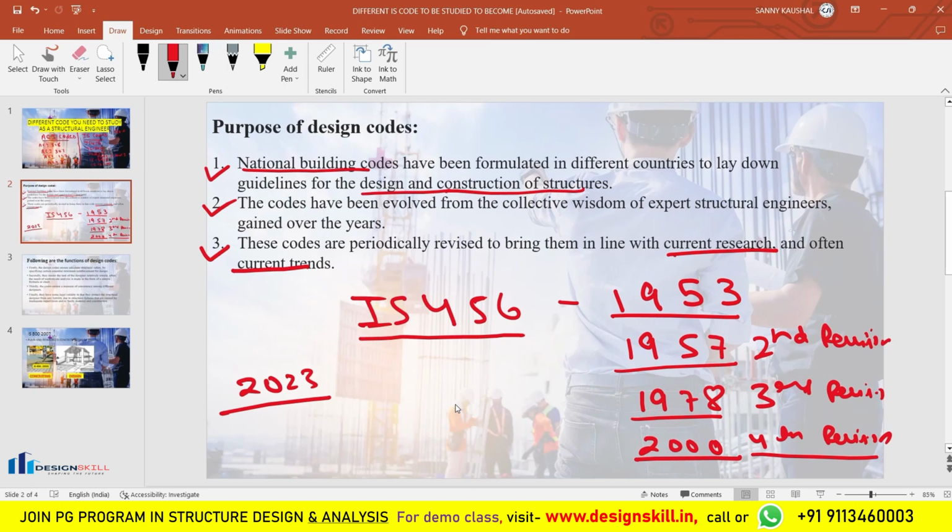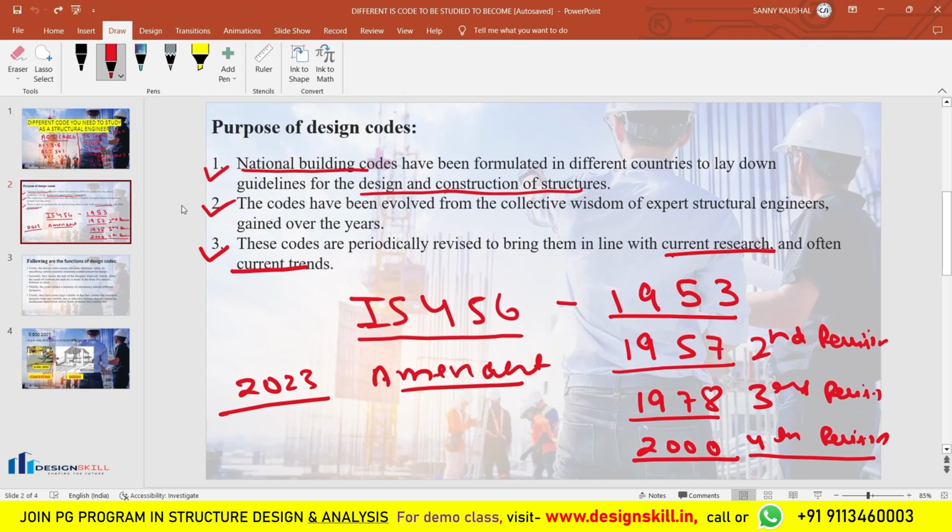See, amendments are coming year after year. In 2021 also you will find that an amendment came. An amendment is a different thing. In an amendment you will find little changes in the codes, but in a revision you will find major changes. I am talking about the major changes, and you will not find any after 2000, so there is no fifth revision for IS 456. Amendments come after a year or two and create only little changes in the codes. So I think you are very clear about how the code gets revised year after year.